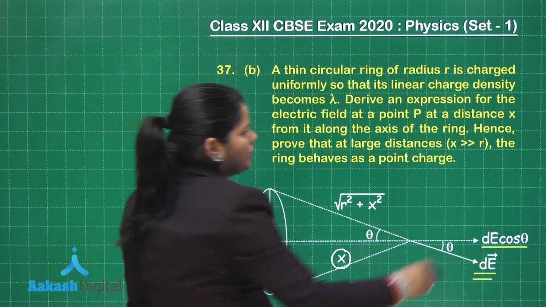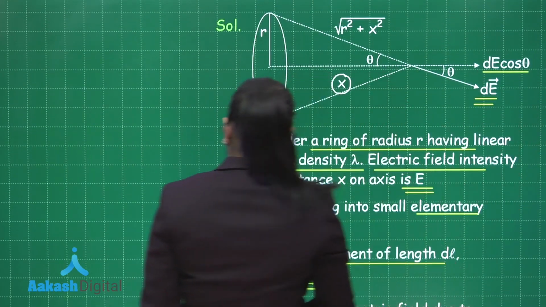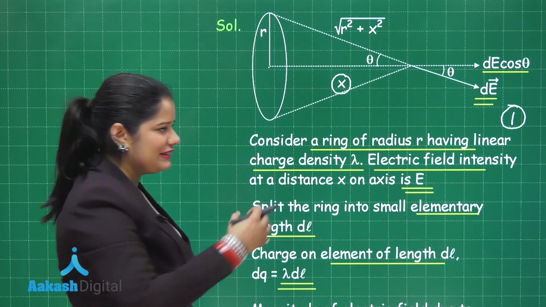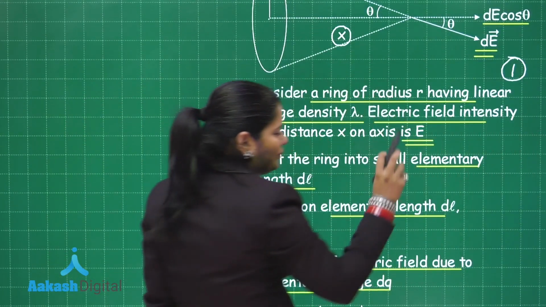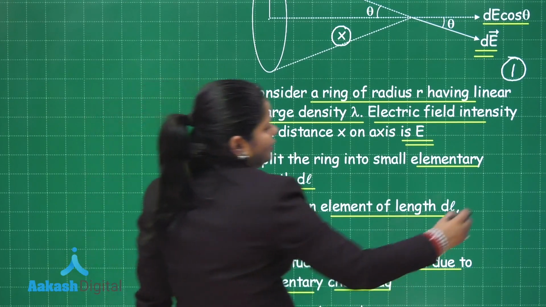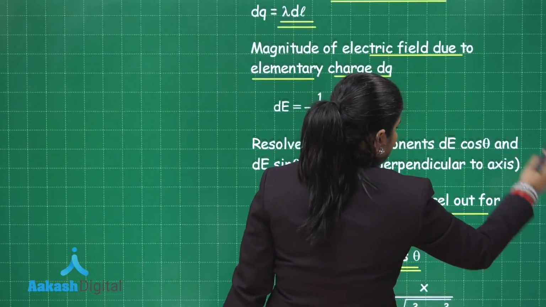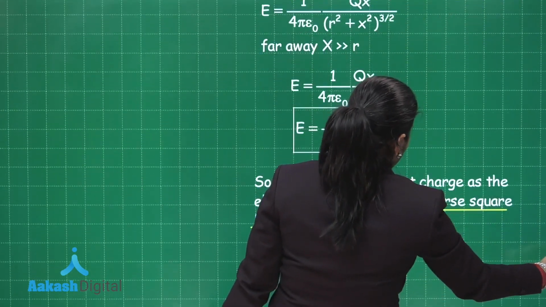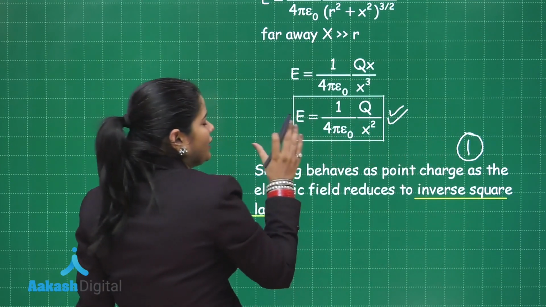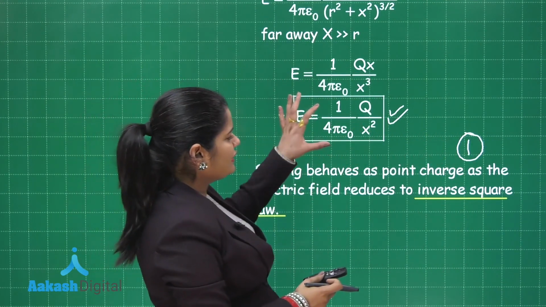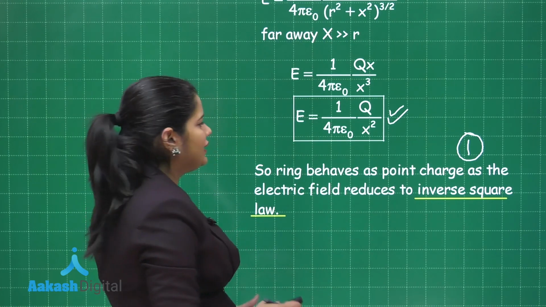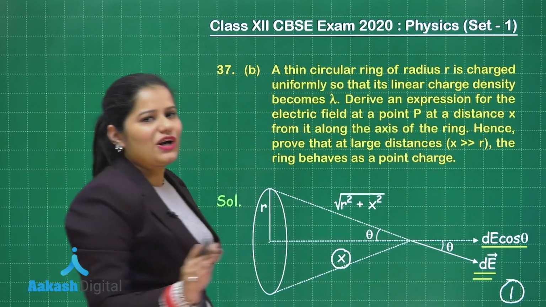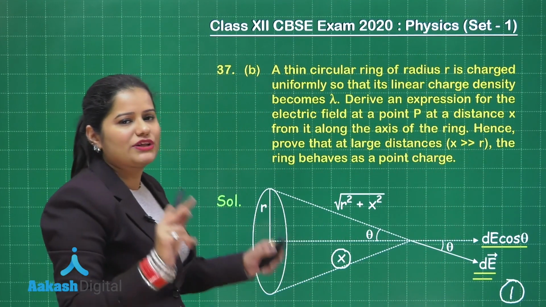So for this derivation you will get 1 mark for drawing this diagram as well as writing about how you are considering the different things, you are considering the elementary charge and everything, then you will get 2 marks for writing this entire derivation. You will get the final 1 mark for writing the comparison of this relation with the inverse square law, and this is how you will fetch complete 4 marks for this part of the question, and this is how you will fetch 5 out of 5 marks for this choice of question number 37.